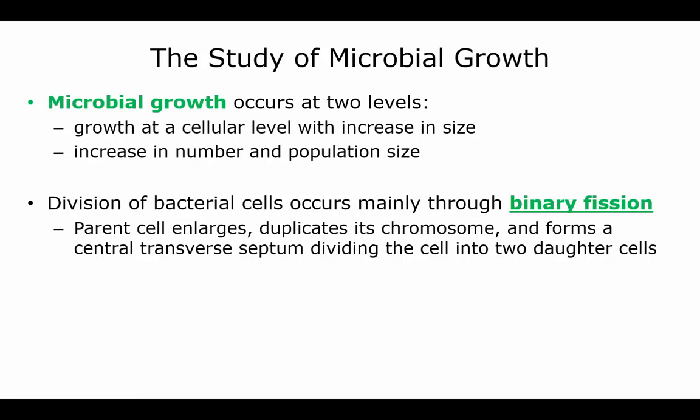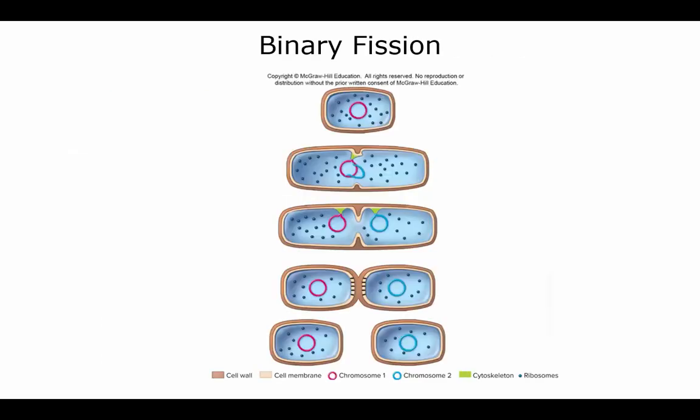This is where the parent cell enlarges, duplicates its chromosome, and forms a central transverse septum that divides the cell into two identical daughter cells. It is an asexual process. You see at the top it's starting with one and doubling its chromosome, and you see how it's pinching in and forming the septum, and down here we have two.